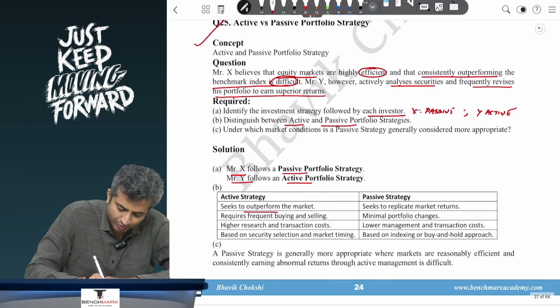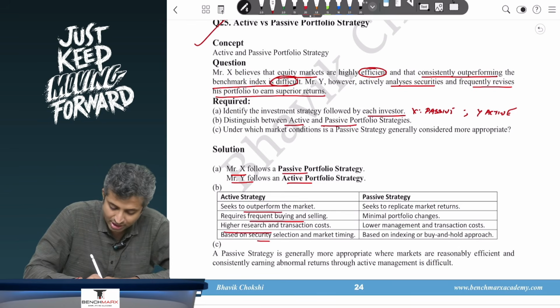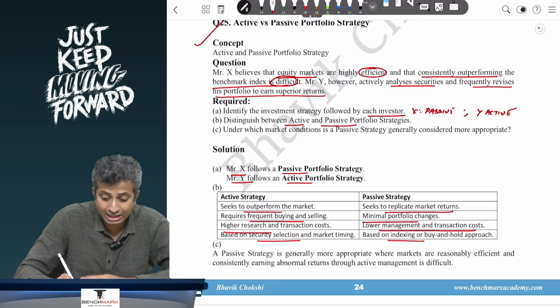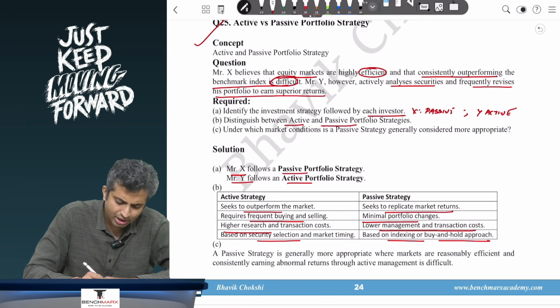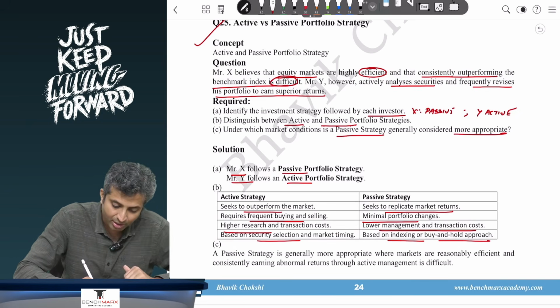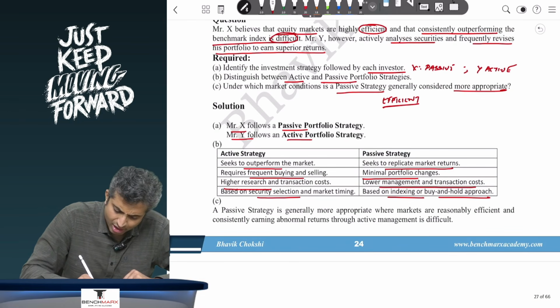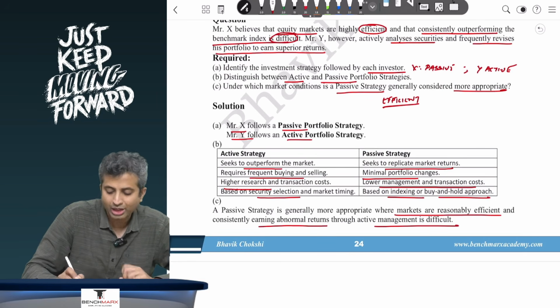Active seeks to outperform the market, requires frequent buying and selling, requires higher research and transaction costs, and is based on security selection. Passive, on the other hand, just replicates market returns, with minimum portfolio changes, lower management and transaction costs, and is based on an index and buy and hold approach. Under which market conditions is the passive strategy generally considered more appropriate? Well, in case markets are efficient and it is difficult to find underpriced securities, in which case it is better. When markets are reasonably efficient and consistently earning abnormal returns through active management is difficult.